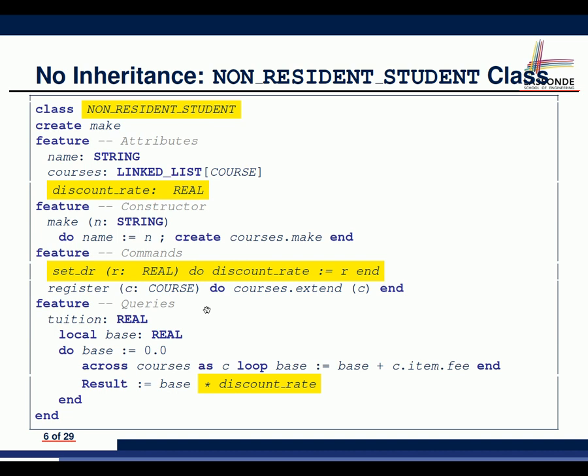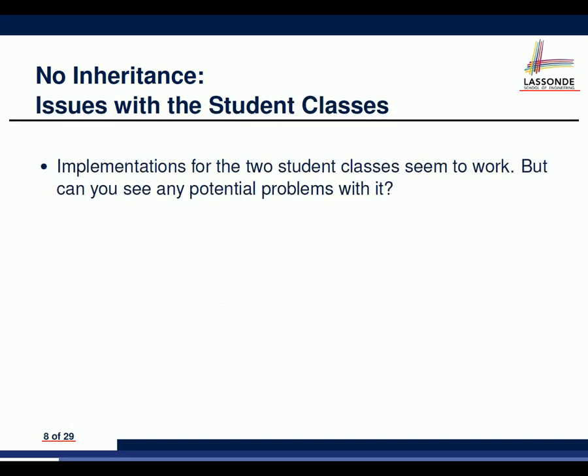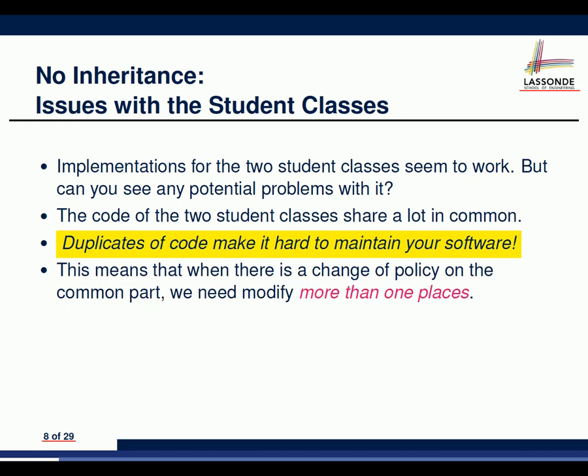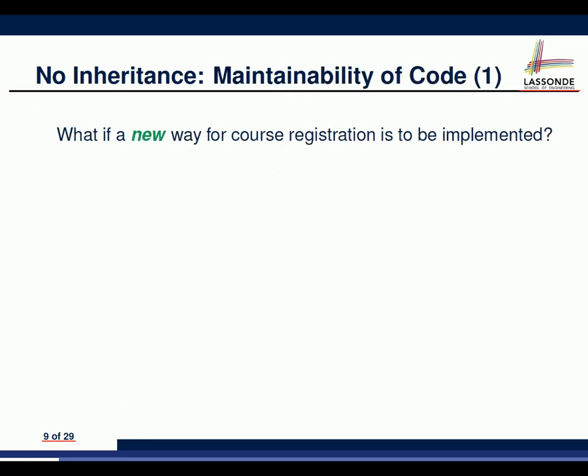So here is the intuition: the parts that are duplicated may change at some point later. Let me give you one example. So let's keep these two classes in mind. Let me ask you the following question. I'll go to the test in just a moment. Okay, duplicate is not good. I'll go to the single choice principle definition in a moment, but let's see this.